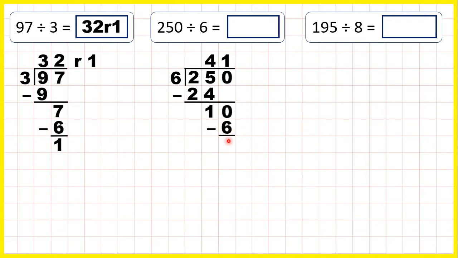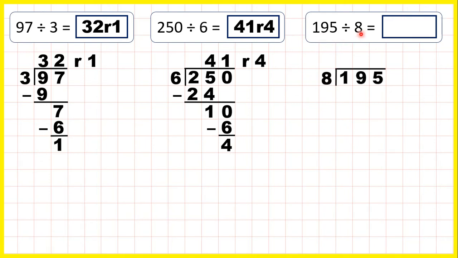But now, when we subtract, 10 minus 6 is 4, and that 4, because we don't have anything else to bring down, that 4 tells us that we have remainder 4. So our answer is 41 remainder 4.